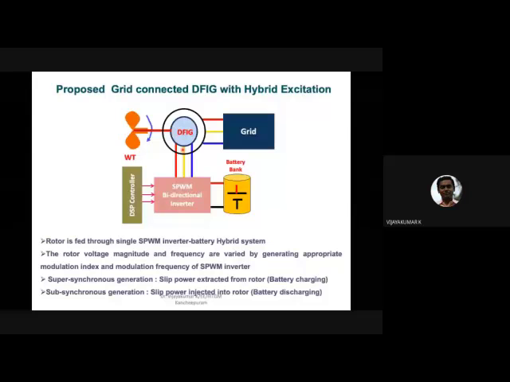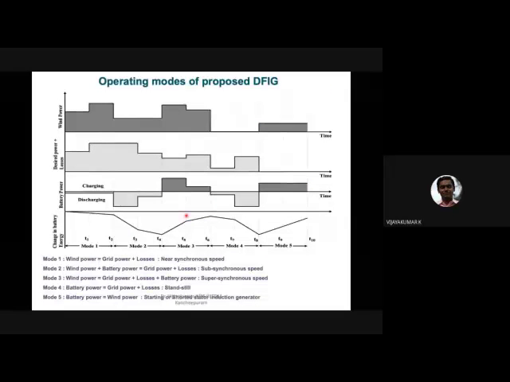In earlier cases, two back-to-back converters were used. Here we have used a single converter, and that converter rating is only 30%, right? So this is the new topology we have proposed. For that, we have identified different modes of operation depending upon the wind power and the demand.